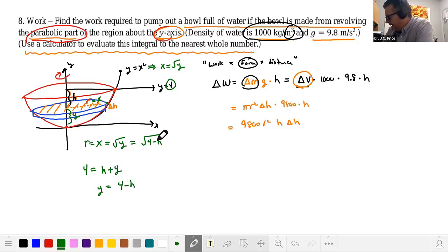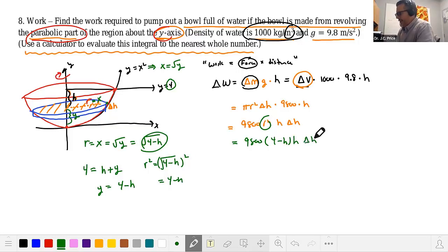And so here I have this equal to, right, 9,800. Oh, but what's nice is I'm squaring R. And so when we square R, you get 4 minus H, because if R is equal to this, R squared is equal to just 4 minus H, right? You're squaring the square root. And so you just get 4 minus H. Oh, that's nice. Okay, so not so bad once you plug it in. And so H times my delta H right there.